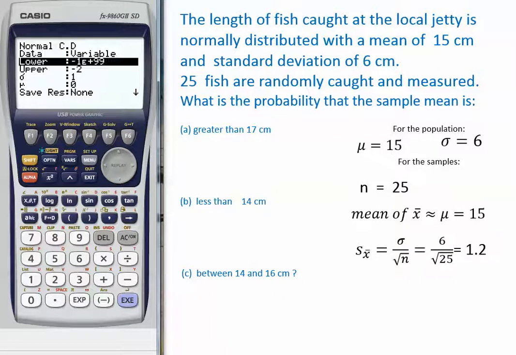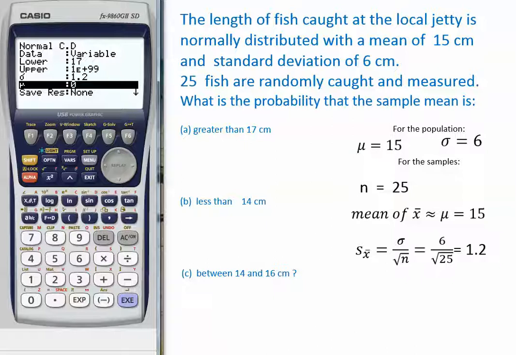If we're interested in the sample means of greater than 17, the lower value is 17. The upper value can be as far as we like, so we put in the largest number we can into our calculator, e to the 99. Now we're dealing with the standard deviation of the sample mean, so we need to put in here 1.2. Not 6, that's for the population. We're dealing with the spread of the sample means, so it's 1.2.